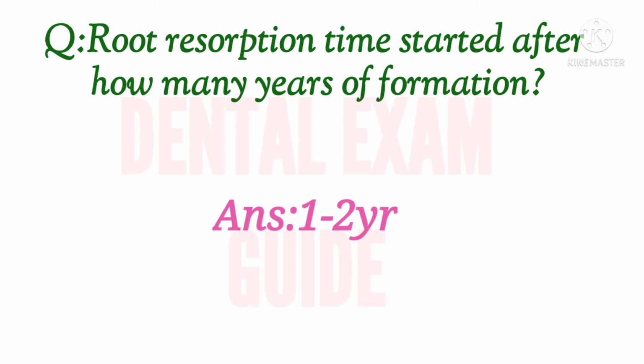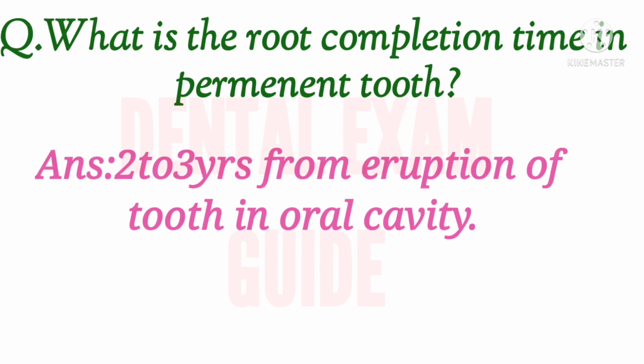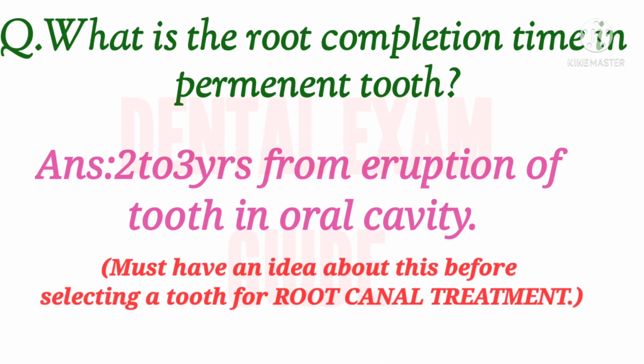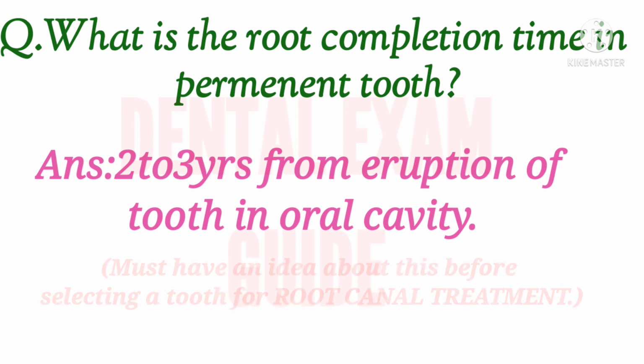Next question is, the root resorption in primary teeth starts after how many years of formation? Primary teeth roots are getting resorbed before their exfoliation, and the time taken for resorption is almost 1 to 2 years after complete formation of their roots. This average time is 1.5 years. Next question is, what is the root completion time of a permanent tooth? A permanent tooth needs almost 2 to 3 years for completing its root formation after erupting into the oral cavity.